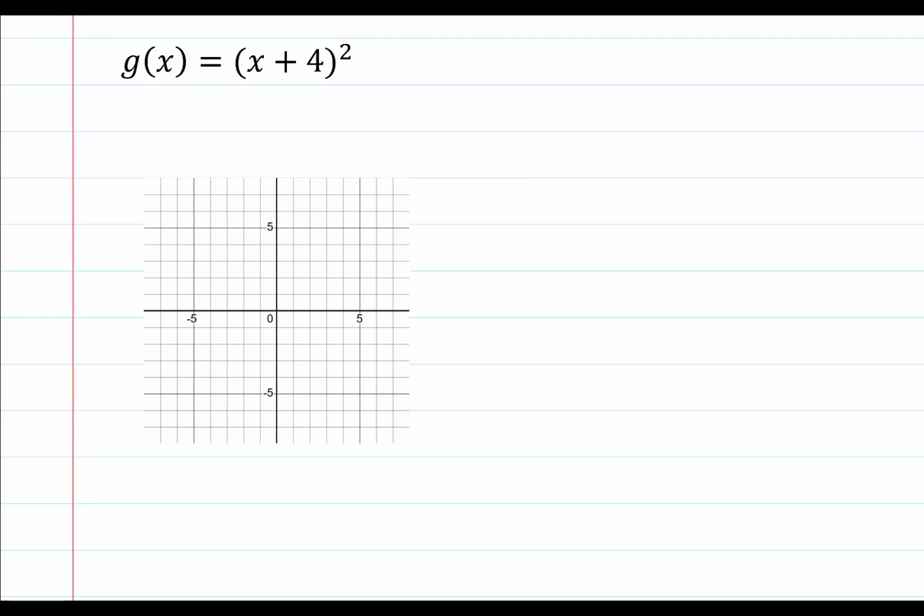Let's now look at the function g of x is equal to x plus 4, quantity squared. Let's start by identifying the parent function, which is the function without any transformations. In this case, that would be y is equal to x squared. We're now going to plot that parent function. I'll create a t-table with my ordered pairs, and I'll have -2, 4, -1, 1, 0, 0, 1, 1, and finally 2, 4. Plotting this, we see we get a U-shaped curve, which we also call a parabola.